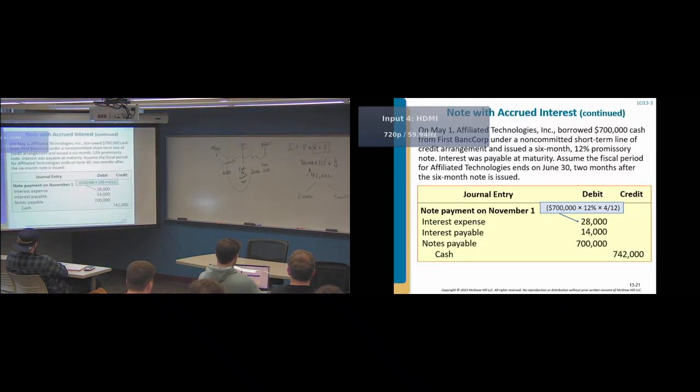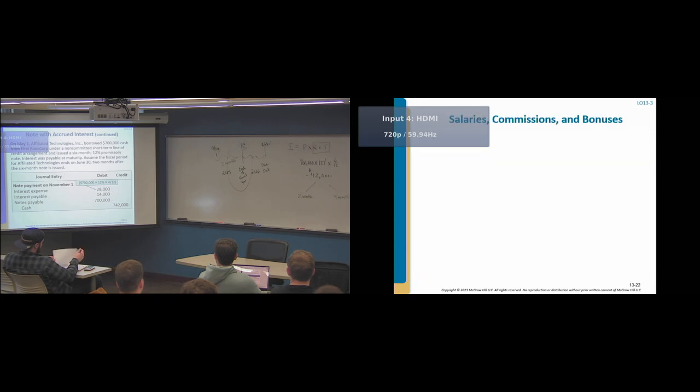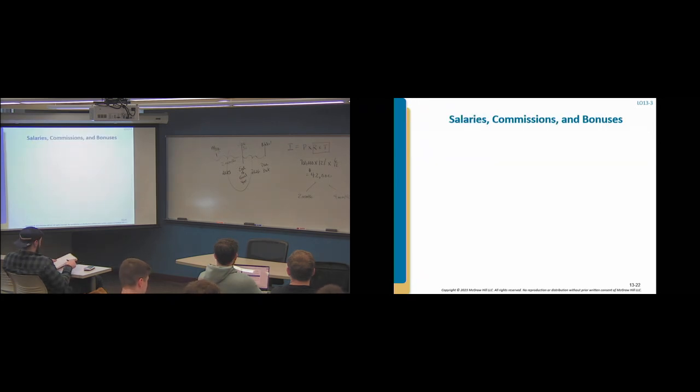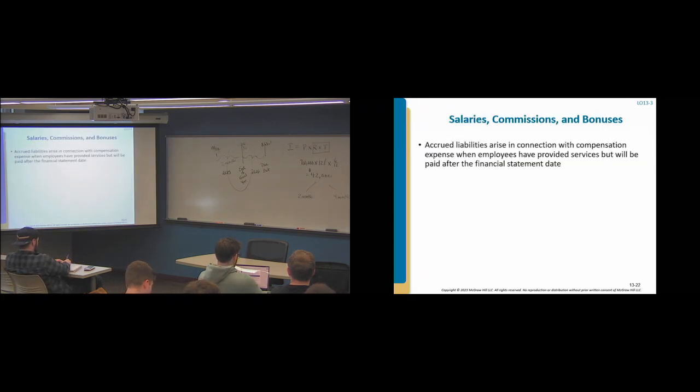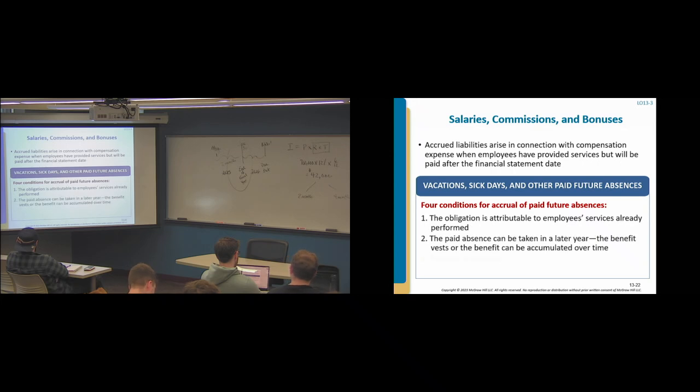Jumping right back into it, moving on. Salaries, sales commissions, bonuses. These all tend to be accrued liabilities. Now, let's talk about why. Let's list these here. How do you typically earn vacation time or sick time, and what does that even mean?